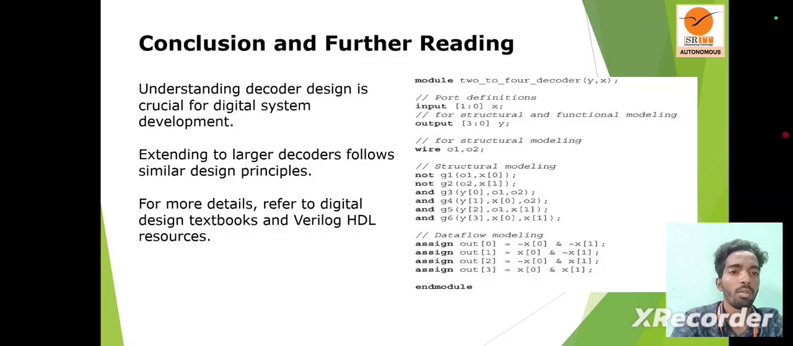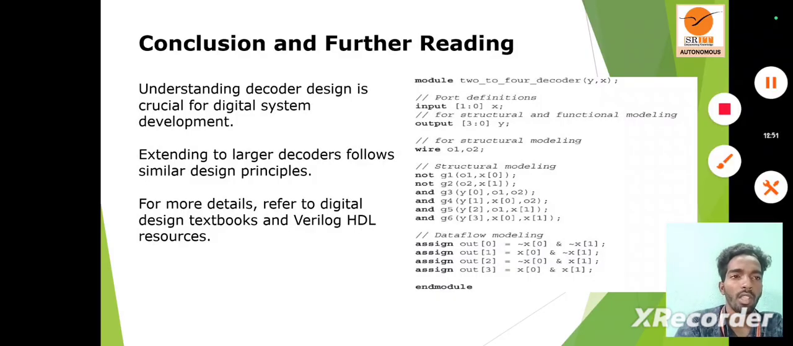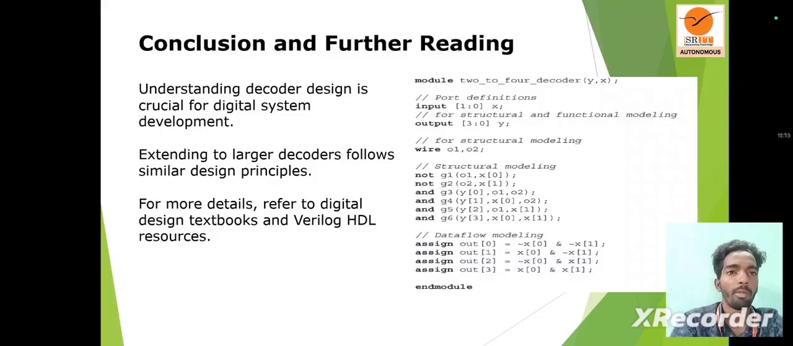Assign output 0 is equal to x[0] and x[1]. Assign output 1 x[0] and x[1]. Assign output 2 is equal to x[0] and x[1], and assign output 3 x[0] and x[1]. And in the end, endmodule, and run the program.